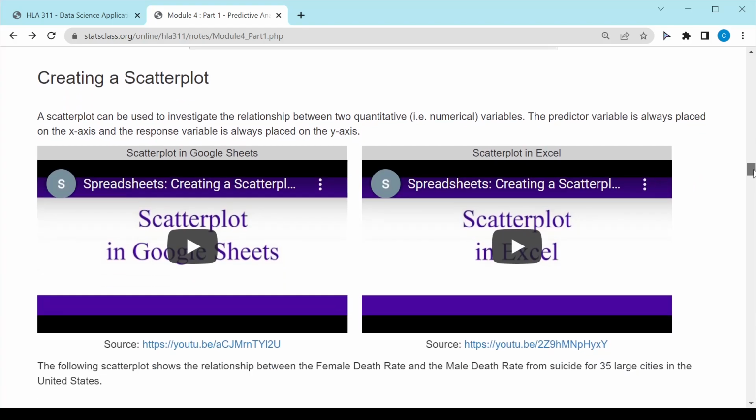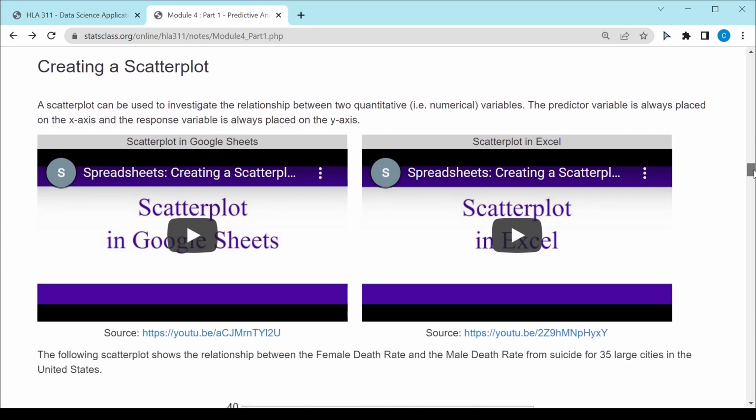So the first step in doing a regression analysis is creating that scatter plot. I have two different options here for videos. The one on the left shows you how to create a scatter plot in Google Sheets, and the one on the right in Excel.